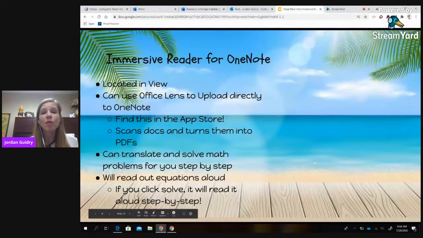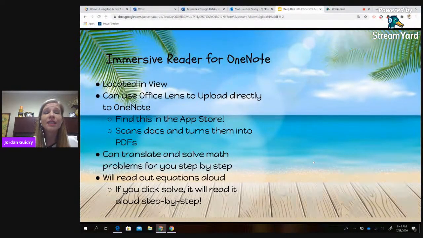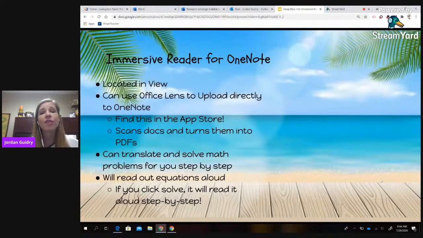All right, so let's talk a little bit about OneNote. I actually have a tutorial at the end of the presentation that you can link to, but in OneNote, you find it the same way. It is located in the View section. For this, it says you can use Office Lens, which is an app, to upload anything directly as a PDF to OneNote. And when you do that, it will translate or read for you in Immersive Reader. So you scan your document, it turns into a PDF, you upload it into OneNote, and it will read for you. You can also solve and translate math problems that you put in OneNote, and it will read out the equation step by step if you choose the solve option.